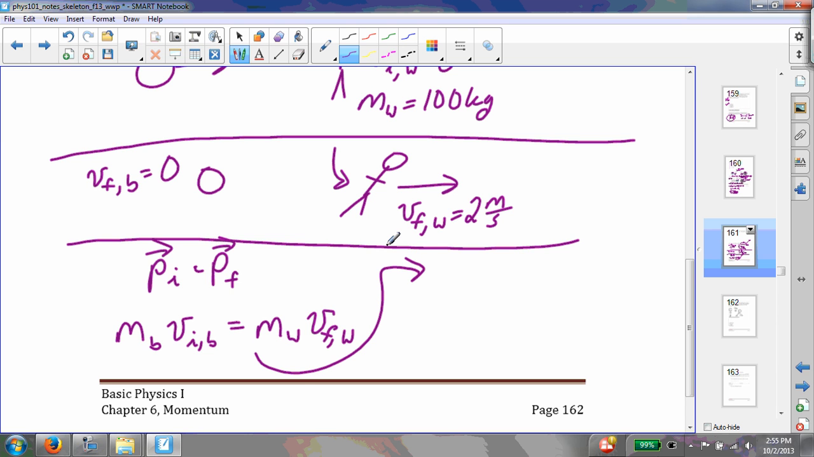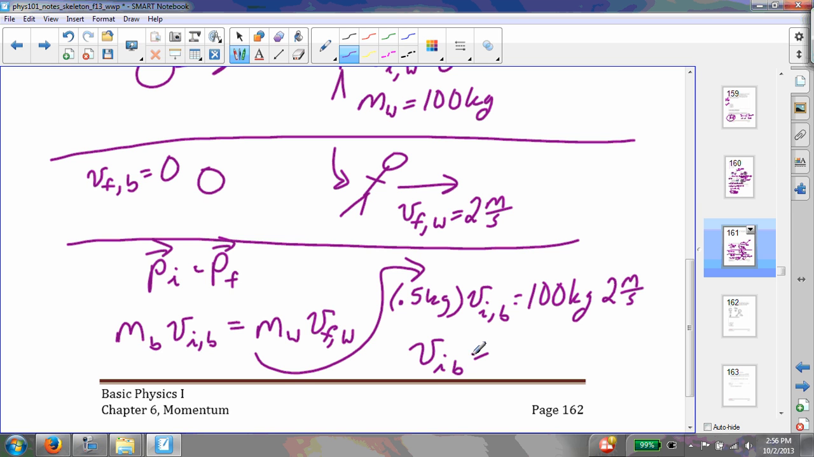So I can put in our values, our estimates. We had a half a kilogram times the velocity of the ball equals 100 kilograms times our 2 meters per second. So I get 200 on the right-hand side, divide by a half. I get an initial velocity of the ball of 400 meters per second.